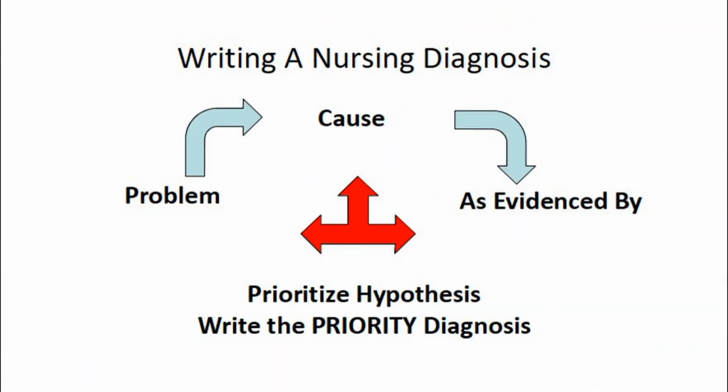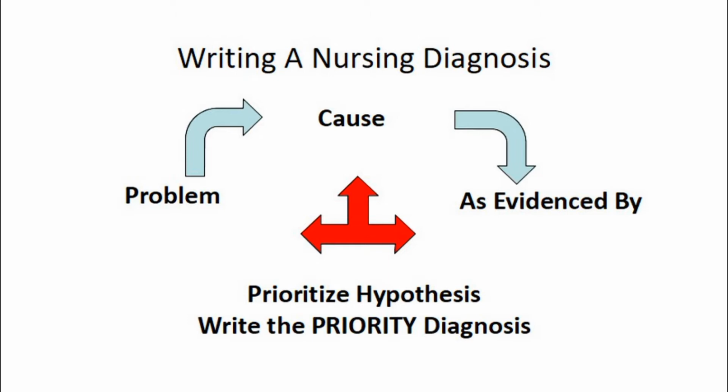So, the 3 components of a nursing diagnosis are the problem, the cause as the second component, and the third component is as evidenced by. The problem is going to be the NANDA approved nursing diagnosis, right? The cause is going to be the cues that you picked out of your question, and as evidenced by is going to be what brought them to the hospital, the evidence, right?